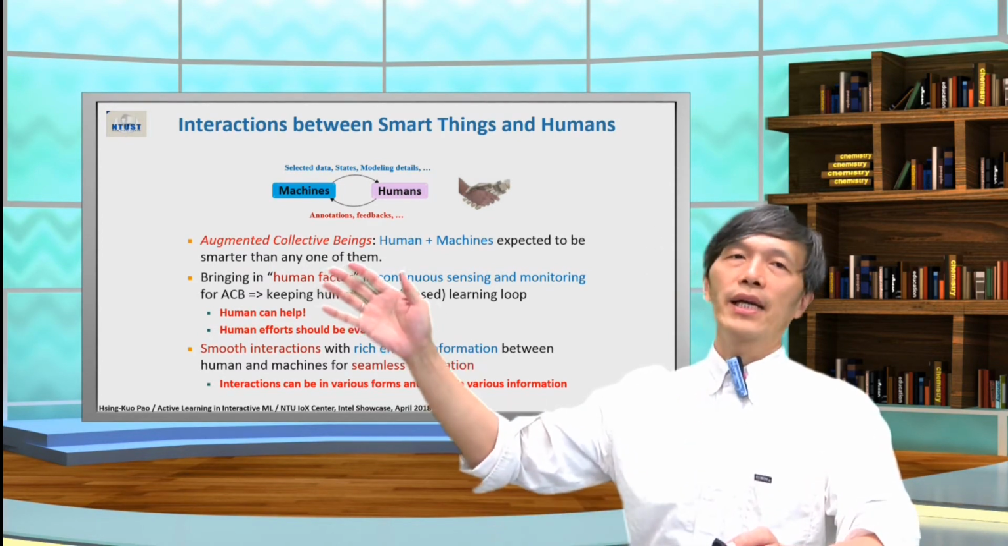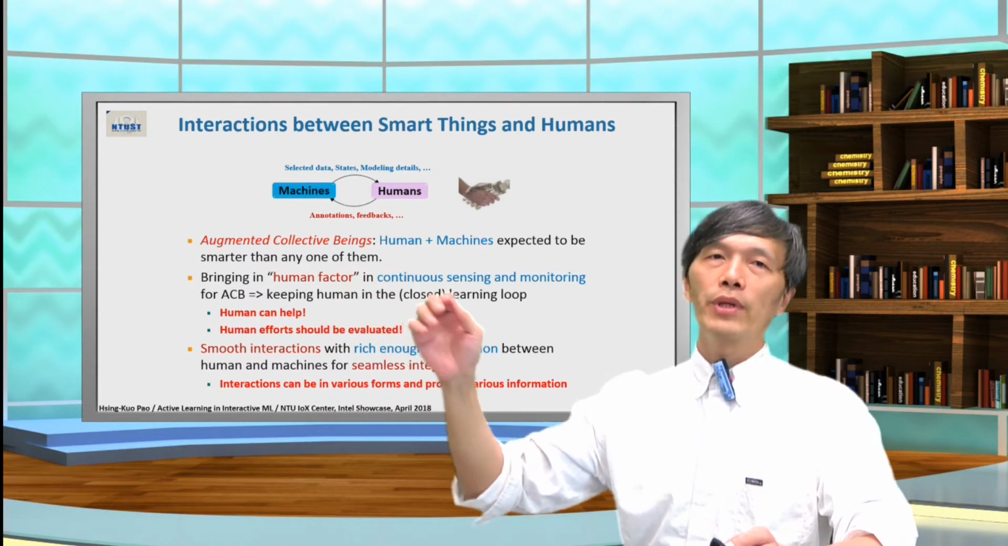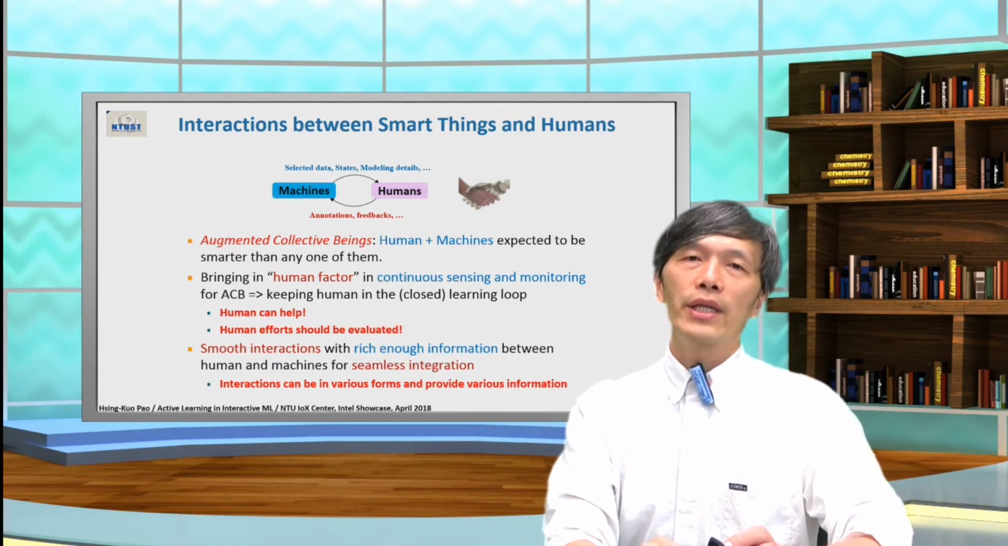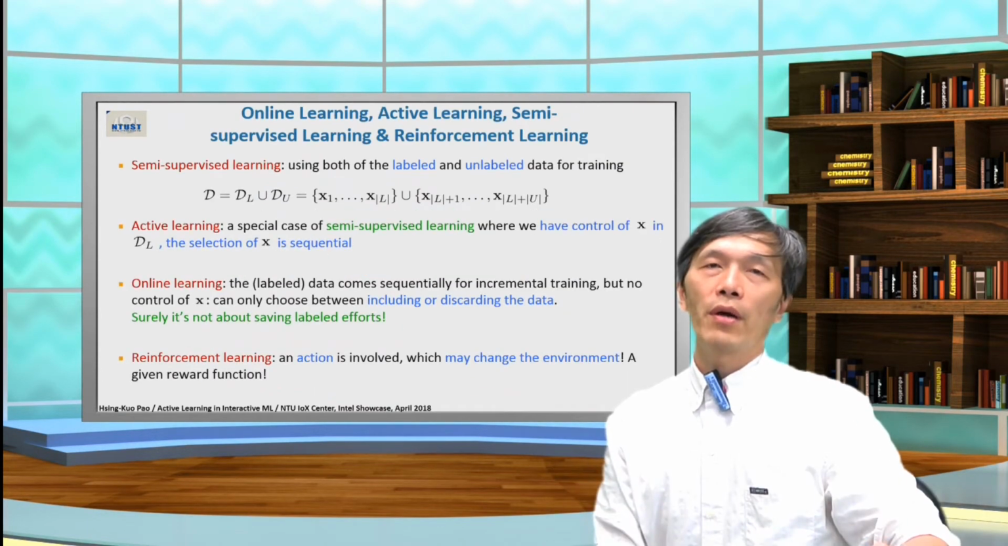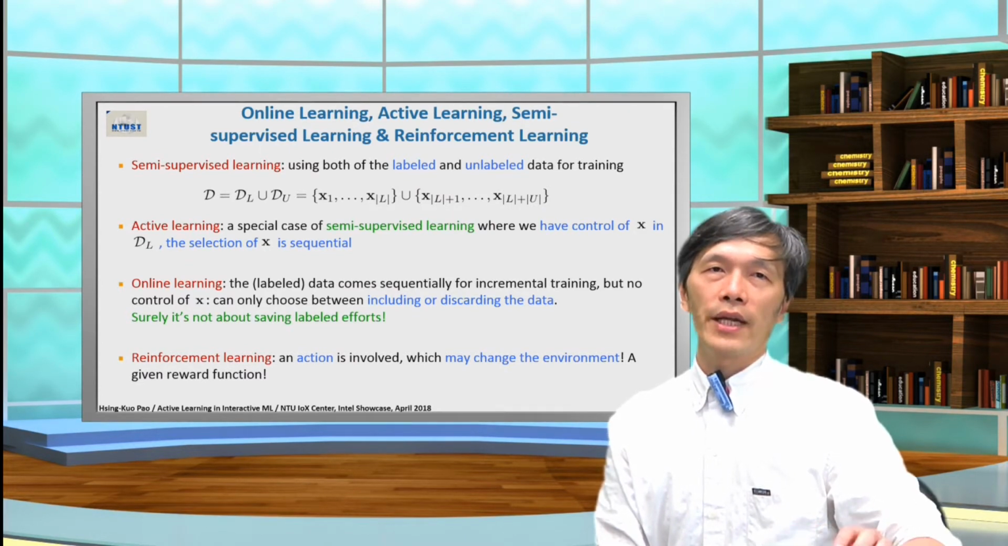So we just emphasize that the human can help in this learning loop, right? On the other hand, humans' effort is not always reliable or trustworthy, so we want to evaluate this part. When we talk about interactive machine learning, we have several similar concepts in the machine learning category, such as semi-supervised learning, active learning, online learning, and reinforcement learning.